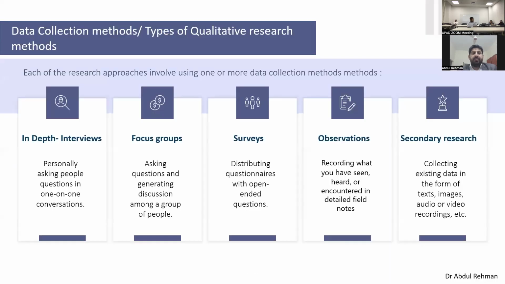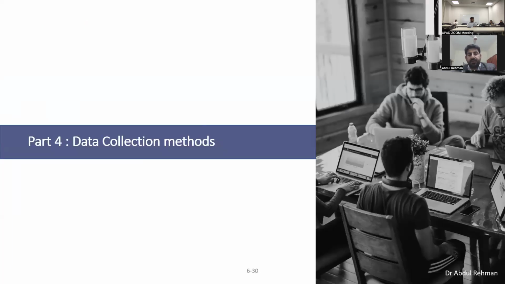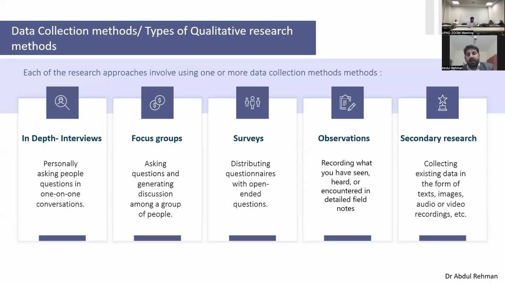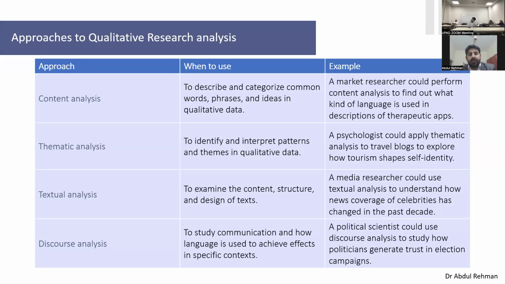So when we have selected the approach, there are different data collection methods, and there are different approaches to qualitative research analysis. After selecting the approaches, after getting the data from the field, from different data collections, then again we have four different types to analyze that data. So what is the first one? The content analysis. The second one is thematic analysis. The third one is textual analysis, and the fourth one is discourse analysis.